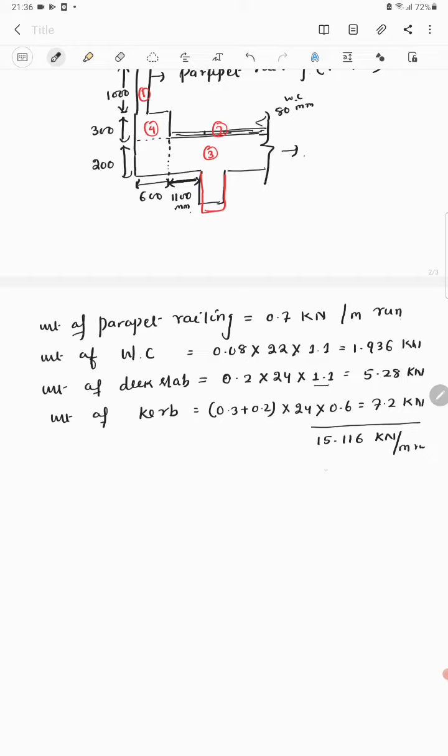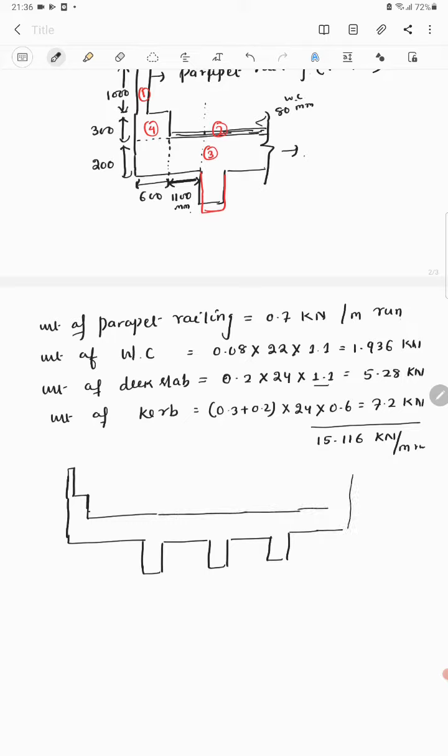So what we have calculated, this is the load up to here. Okay, so let's draw another figure. So we have three number of longitudinal girders. So what we have calculated, that is up to here, this part, and here, this part. So our weight of this portion is 15.116 kilonewton per meter, and this part also, this is symmetrical, so it will be same kilonewton per meter.